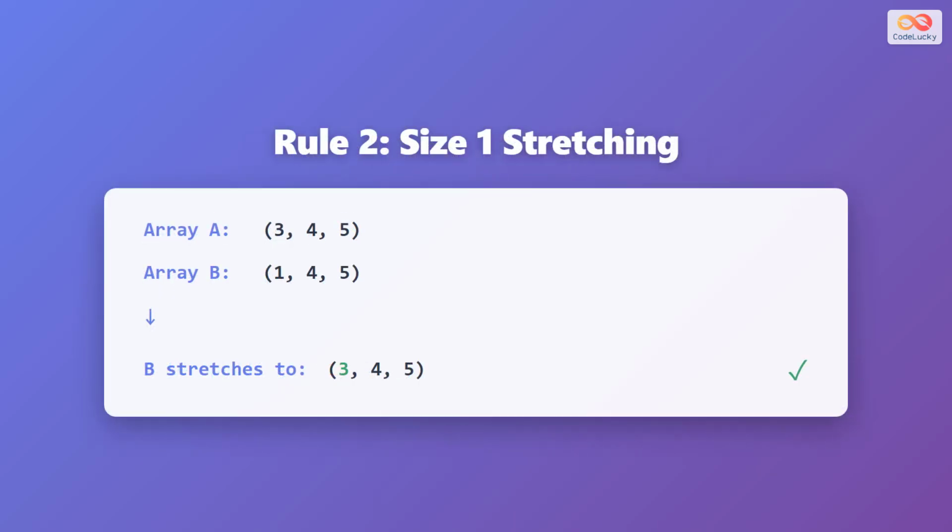Rule 2 allows dimensions of size 1 to stretch. Array A has shape 3, 4, 5. Array B has shape 1, 4, 5. The first dimension of array B is 1, so it can stretch to match array A's first dimension of 3. After stretching, array B effectively becomes shape 3, 4, 5, matching array A perfectly. Broadcasting succeeds and the operation can proceed.